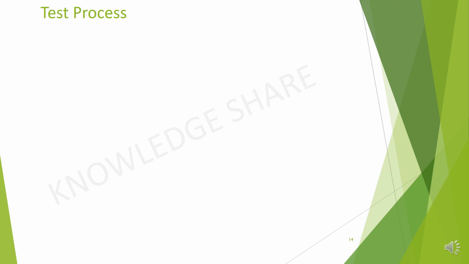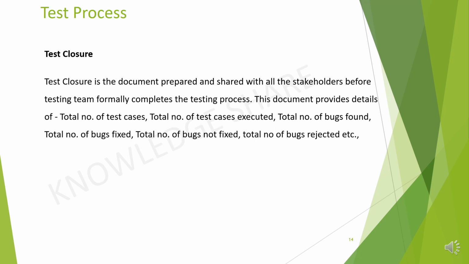Next question. Define test closure. Test closure is the document prepared and shared with all the stakeholders before testing team formally completes the testing process. This document provides details of total number of test cases, total number of test cases executed, total number of bugs found, total number of bugs fixed, total number of bugs not fixed, total number of bugs rejected, etc.